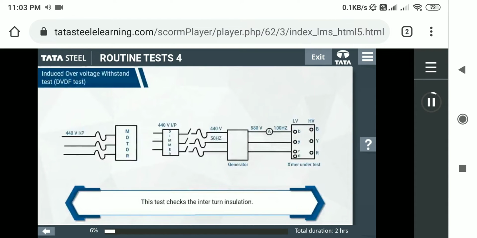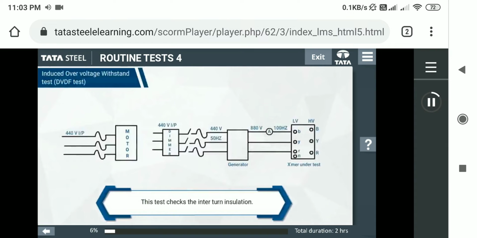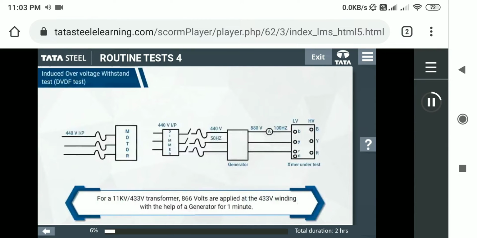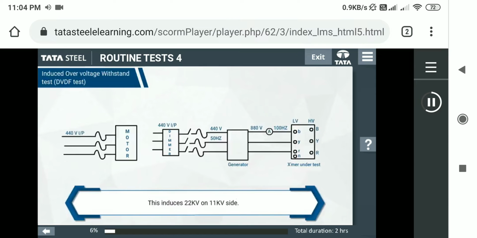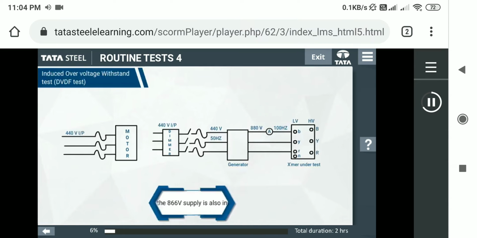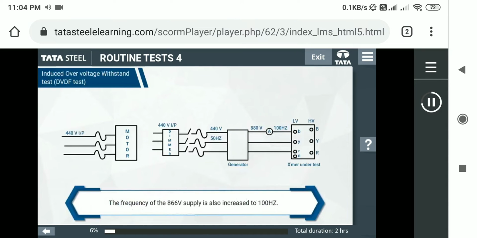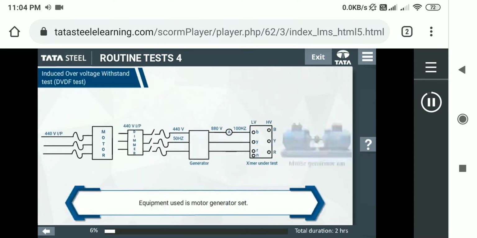This test checks the inter-turn insulation. For an 11 kV upon 433V transformer, 866 volts are applied at the 433V winding with the help of a generator for 1 minute. This induces 22 kV on the 11 kV side. The frequency of the 866V supply is also increased to 100 Hz. Equipment used is motor generator set.